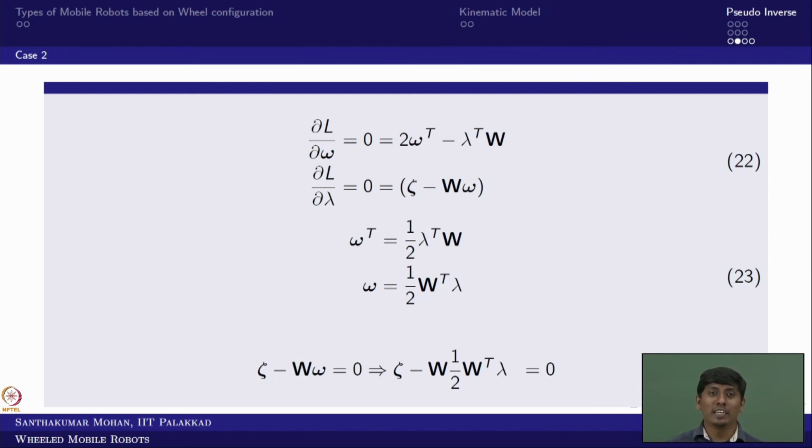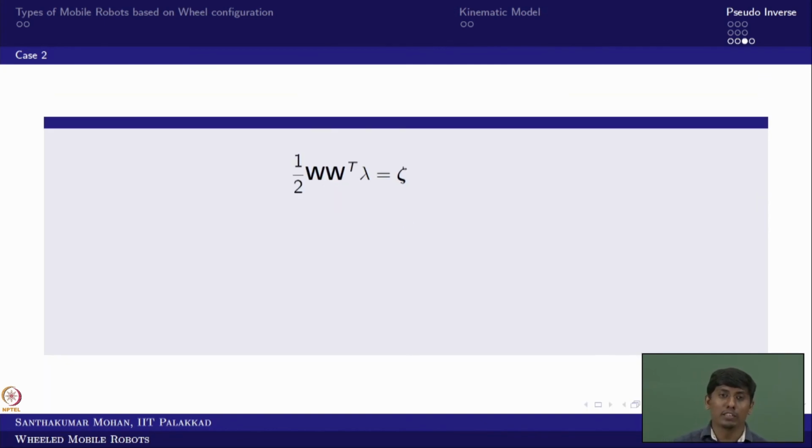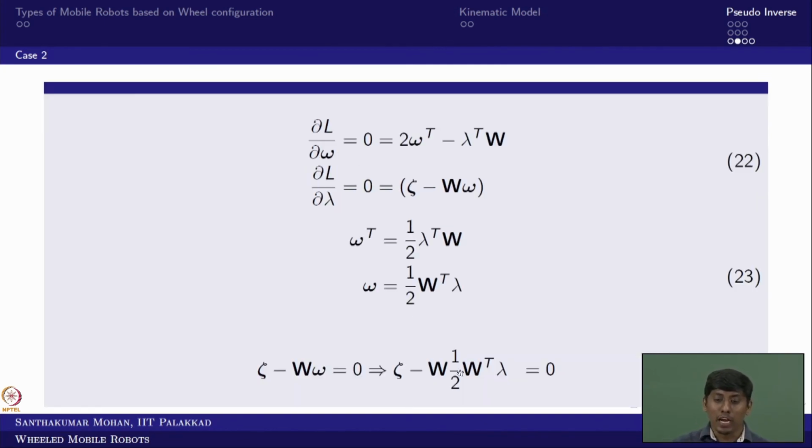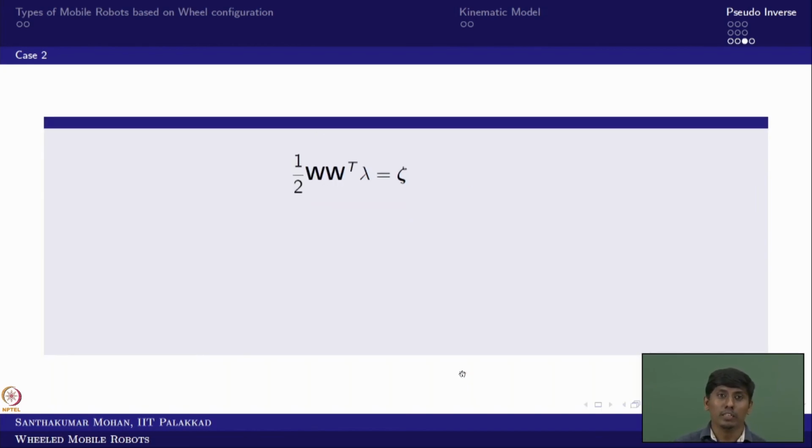Now you can see that this particular equation has only one unknown, which is nothing but lambda. So I am rewriting this equation in a simplified form, where this half I am bringing to one side, and you can see this is the left hand side and right hand side. So now what is unknown to us? The zeta is known based on the inverse differential kinematics, the lambda is unknown. So what we have done is take W into W transpose inverse. So now this is the idea.